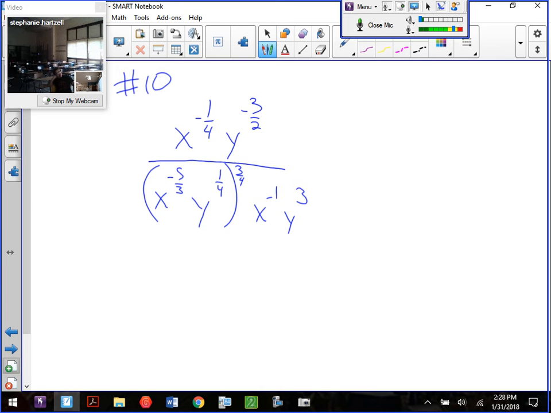Now, when I get these really ugly ones, my suggestion, I've never given a good suggestion in my life, is I would first move the things that I know are negative. So I'll take the x to the negative 4th, y to the negative 3/2, move those down. I'm going to take the x to the negative 1 and move that up. I'll do that first, just to get that out of the way. I don't want to try and do too much.